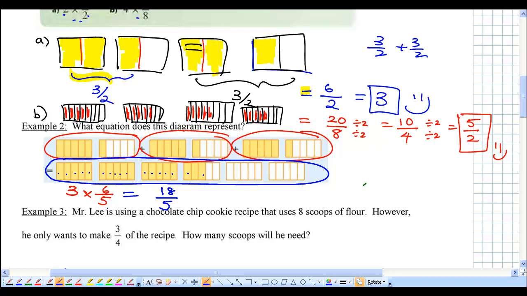Oh, wait. I'm not done yet. What if I asked you to change this 18 over 5 to a mixed fraction? What would that be? 3 3/5. Bravo. Okay, last question, and then we'll do the back page.